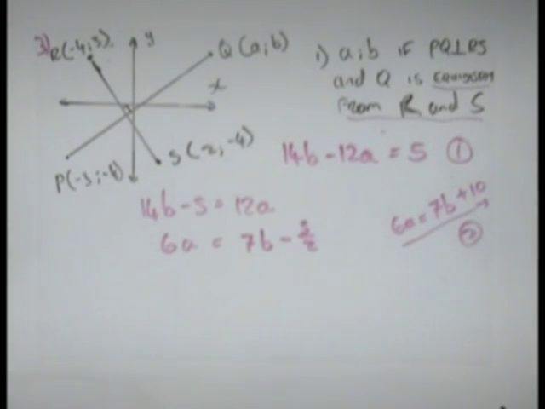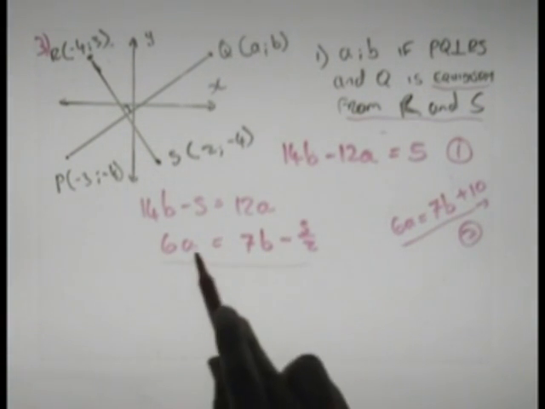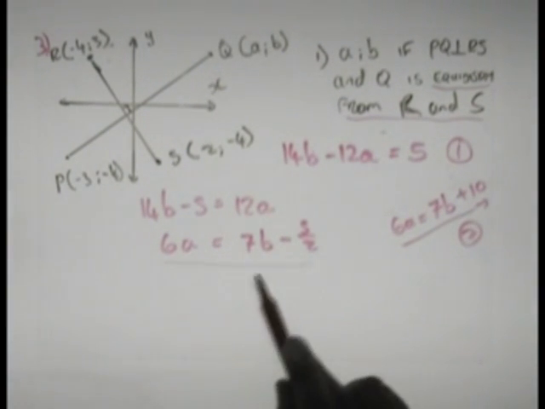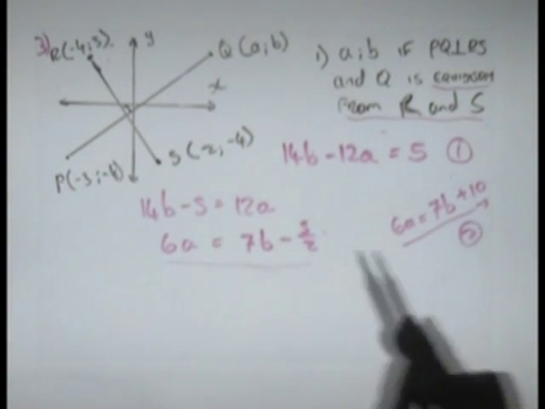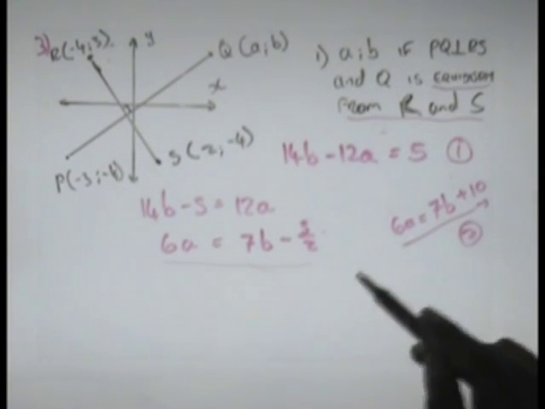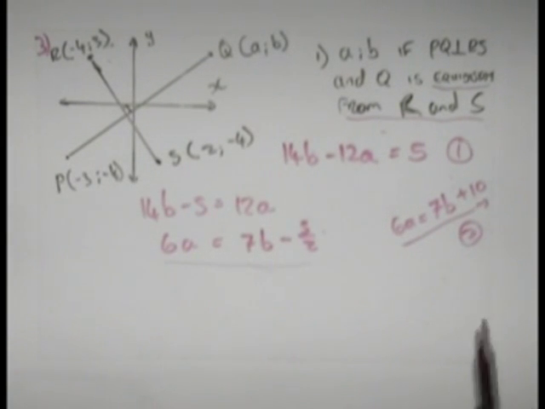There is going to be a slight problem with this. I've now got two equations in the form 6a is equal to. The problem with this is that if I substitute that in place of that, I'm just going to cancel my 7b's out altogether. So unfortunately this one is not going to work out like that.